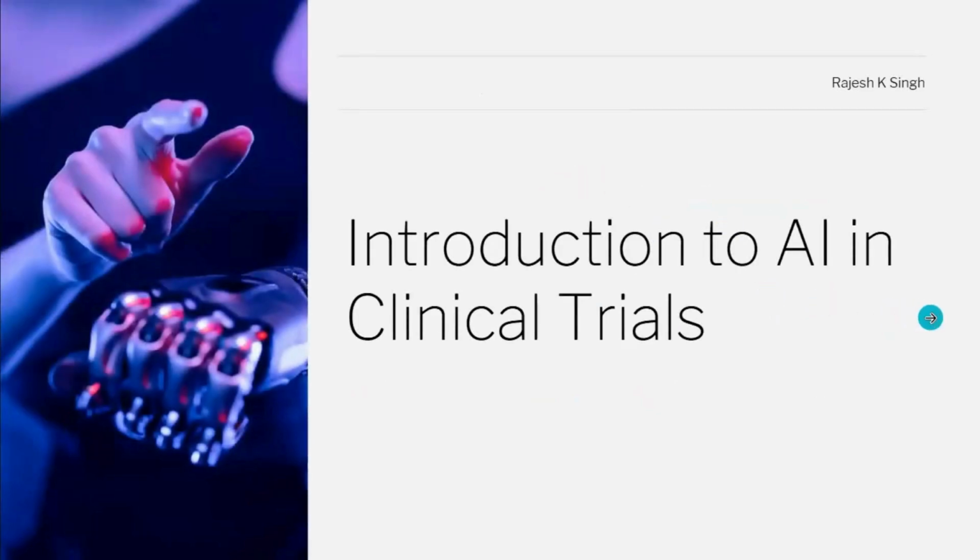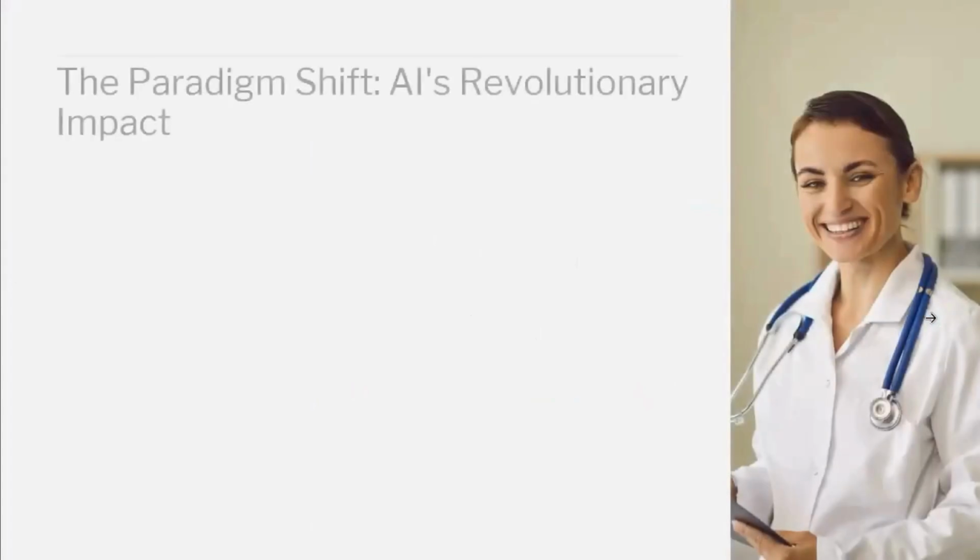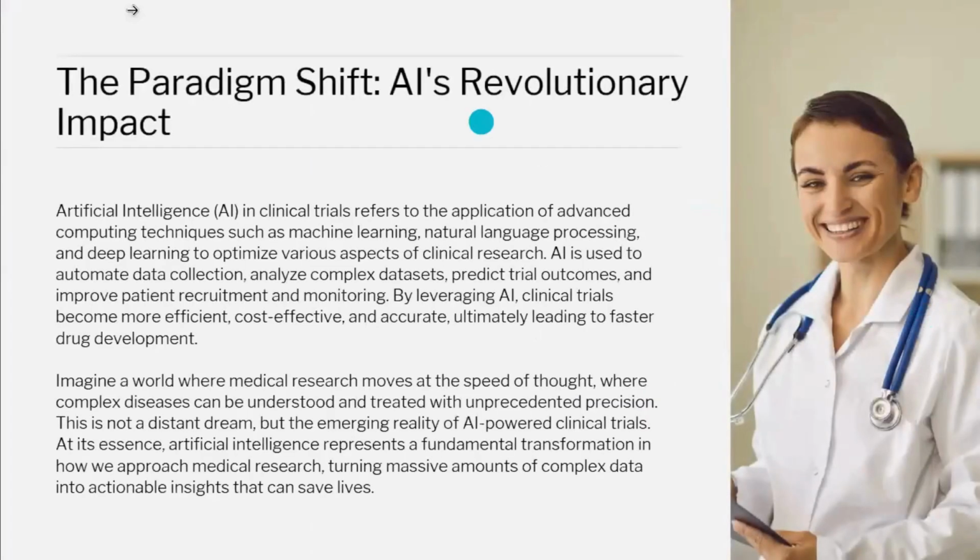So today we'll go through the introduction of AI in clinical trials. AI, artificial intelligence in clinical trials, refers to the application of advanced computing techniques such as machine learning, natural language processing, and deep learning to optimize various aspects of clinical research. AI is used to automate data collection, analyze complex data sets, predict trial outcomes, and improve patient recruitment and monitoring. By leveraging AI, clinical trials become more efficient, cost-effective, and accurate, ultimately leading to faster drug development.